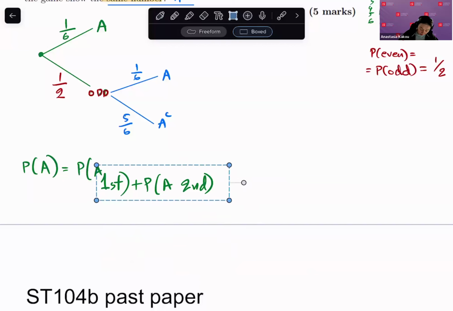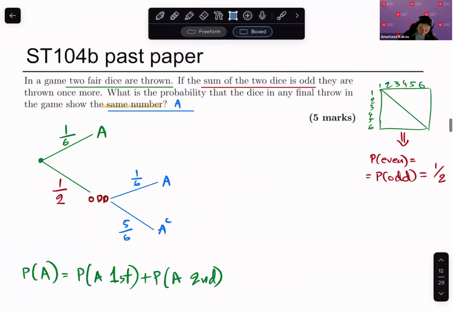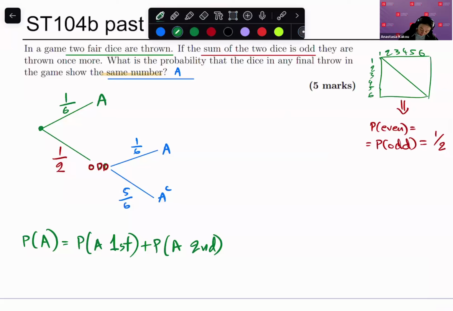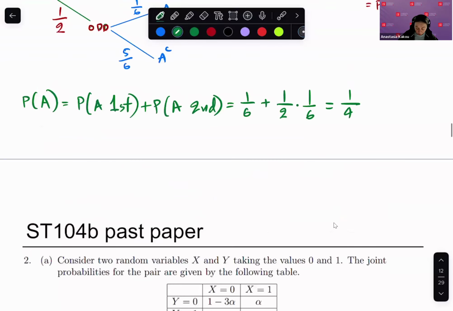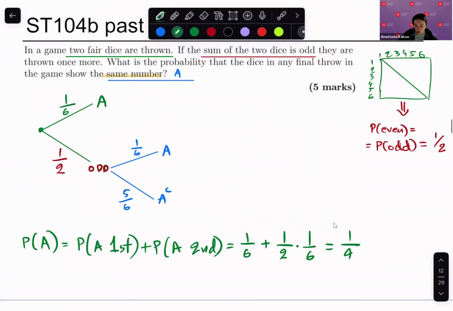So that is the total probability law. And then from the first throw, that probability is 1/6. From the second, it's a half times 1/6. So the answer would be a quarter. Right. So that's another question involving calculating probabilities. So these were typical questions of section A.